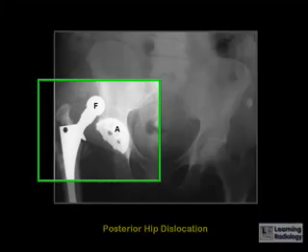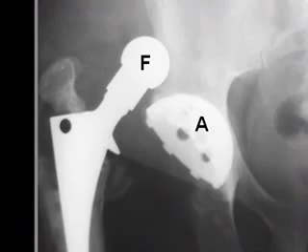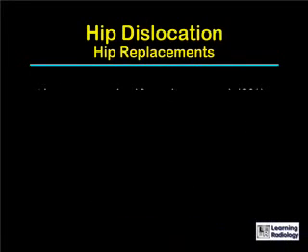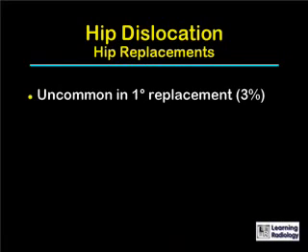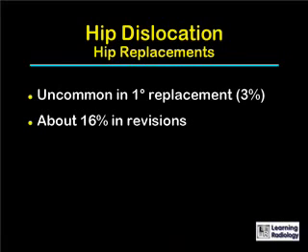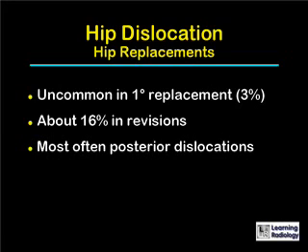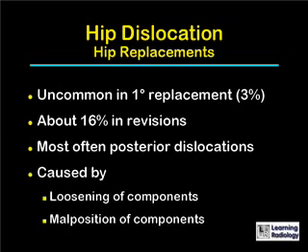This is a dislocation of a prosthetic hip. The prosthetic femoral head, F, lies superior to the prosthetic acetabulum, labeled A. Dislocations of hip replacements are uncommon when it is the primary replacement. When the hip has been revised, it can occur in about 16% of cases. The dislocations are most often posterior dislocations, and they are usually caused by loosening of the components or by malposition of the components, especially the acetabular portion.